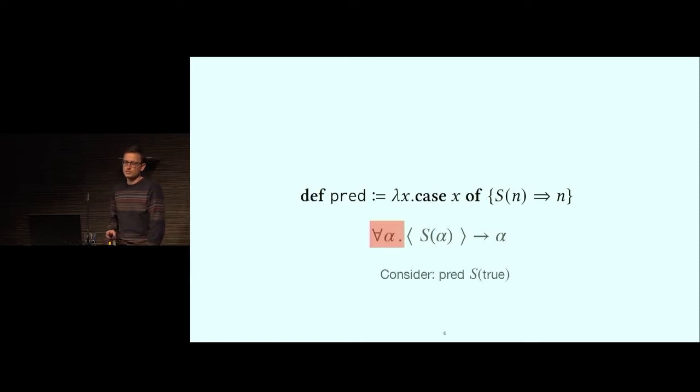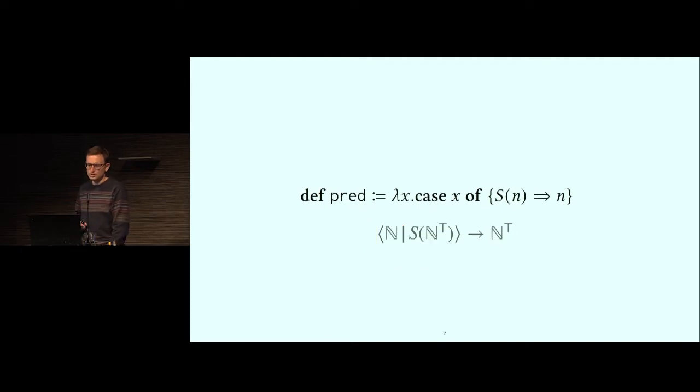This is too permissive. In a system with polymorphic variants, we would be allowed to apply the predecessor function to the successor of true. It's perfectly sound. It returns true, but it's too permissive. We don't want to apply the successor constructor to true. We want the type system to reject that program. So if we combine the two systems, we get something like this, which we call structural refinement types.